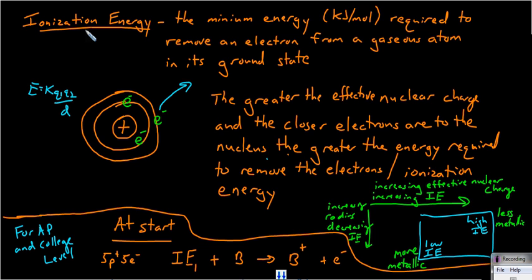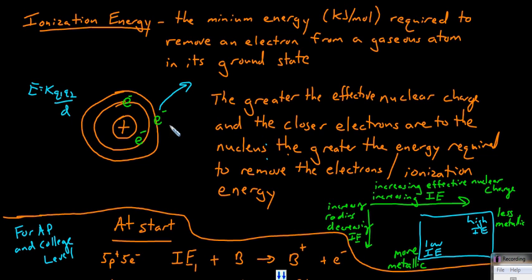Ionization energy is the minimum energy, usually in kilojoules per mole, required to remove electrons from gaseous atoms in their ground state. So it is the amount of energy required to remove a mole of electrons from atoms. For example, this outer electron here. Now, ionization energy is dependent upon how close the electrons are to the nucleus.